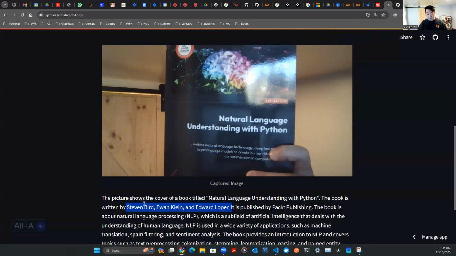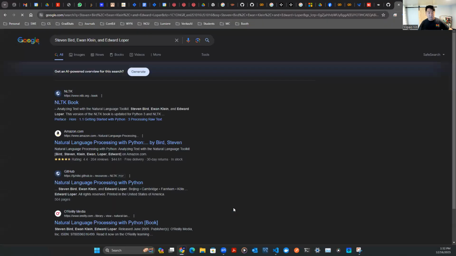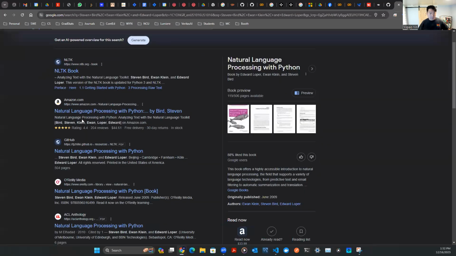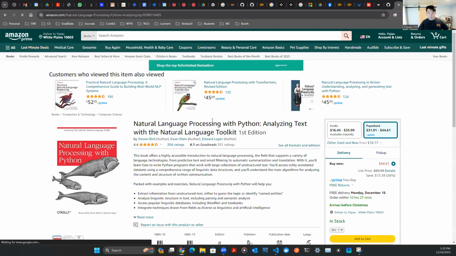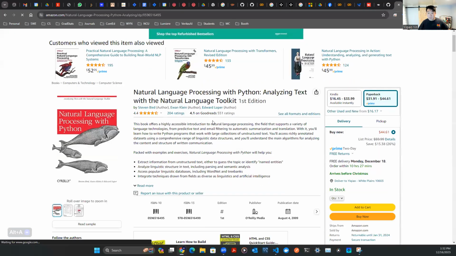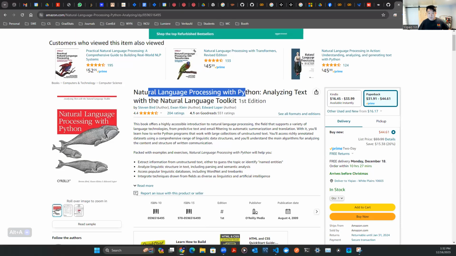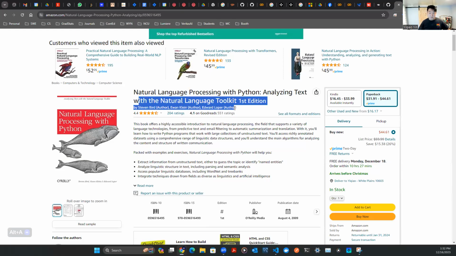So let's do a little bit of Google search. Let's see how it works. I'm going to highlight this, go to a new tab, and Google it. And I think these names show up here, right? It turned out Gemini is actually not completely wrong on this. There is an actual title called Natural Language Processing, although not understanding, with Python. And these are the three authors.